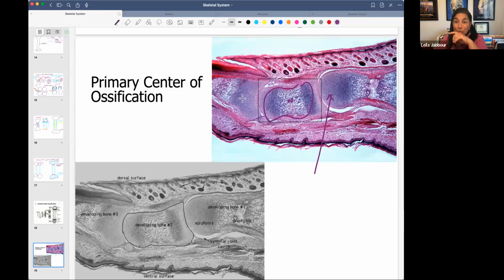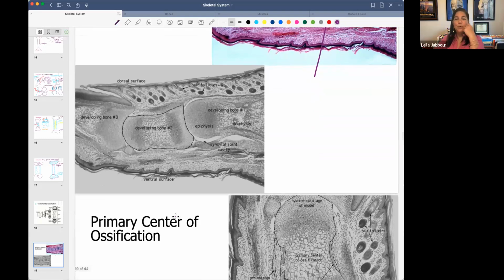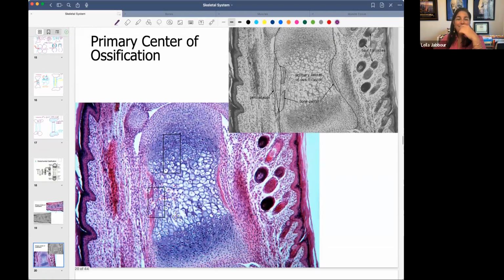So it's so cool to see. And you can see skin, and this is, I believe, hair bulbs. There's skin and stratum corneum here. Very cool. All right, yeah, hair follicle, I was right. And developing bone, epiphysis, diaphysis. So these are just so cool to look at. So again, another view.